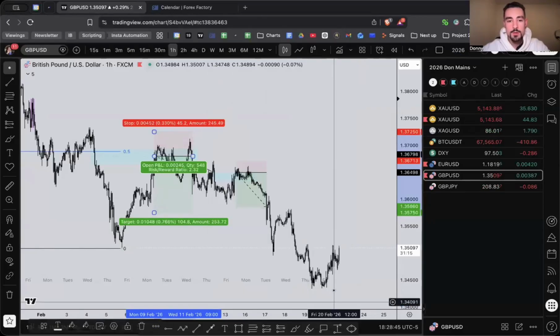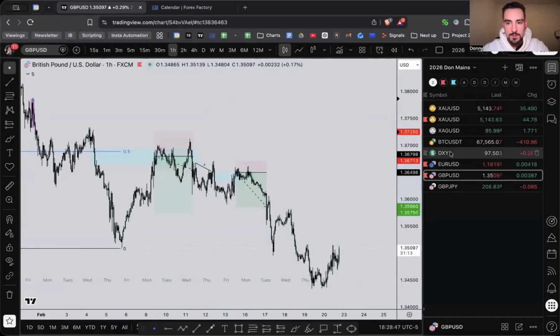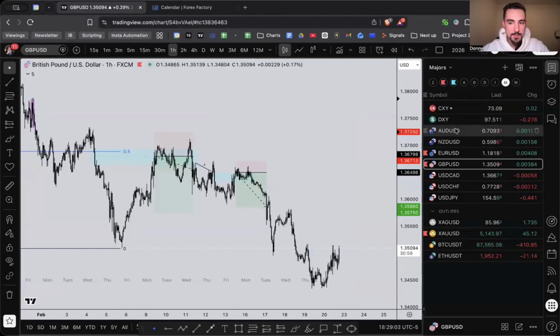And the nice thing about GU and EU, by the way, obviously these both correlate fairly well with DXY, but these have the strongest correlation, Euro USD and GBP USD, of all US dollar currency pairs. For instance, you've got AUD USD and NZD USD. These two are closely correlated. I would say Euro USD and GBP USD have a closer and tighter correlation.